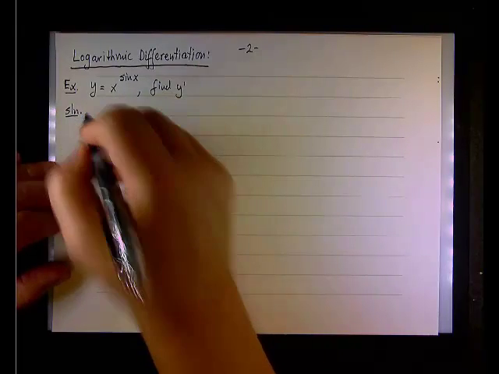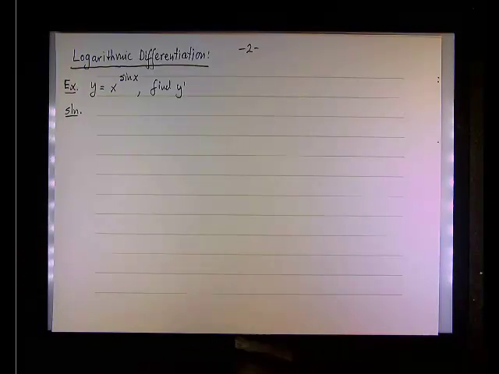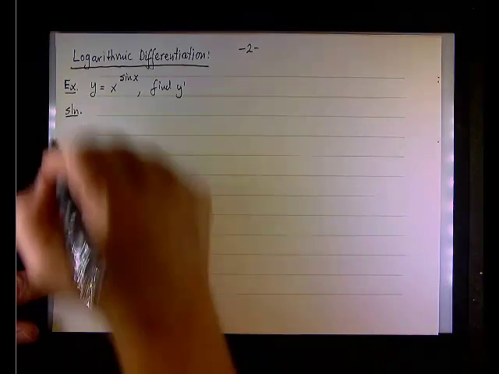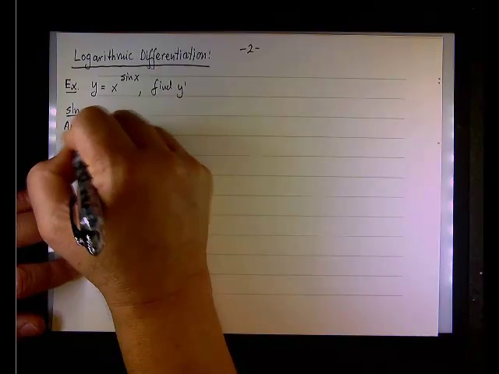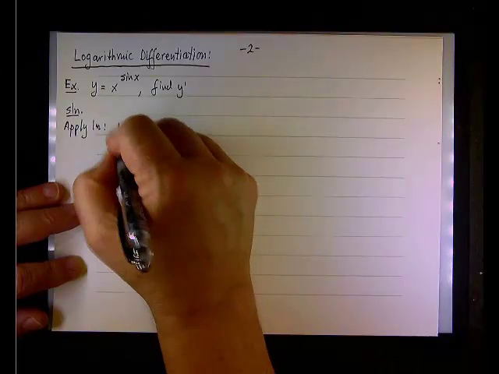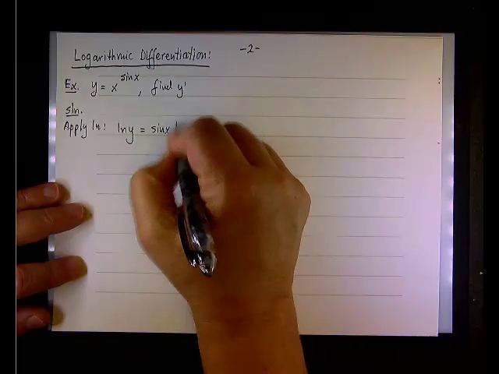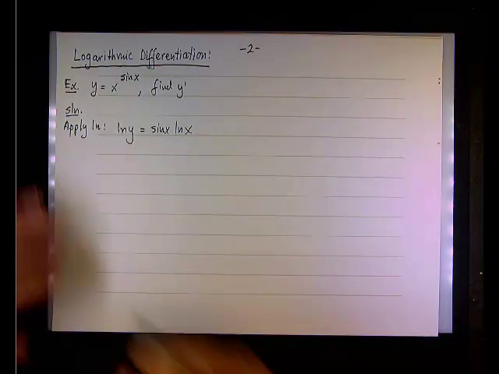So the solution. Remember, when we do logarithmic differentiation, it's a two-step dance. First, we're going to apply the natural log. We turn everything into a logarithm. And then we're going to apply implicit differentiation. So the first step, apply natural log. And we end up having the natural log of y equals sine x times natural log of x.